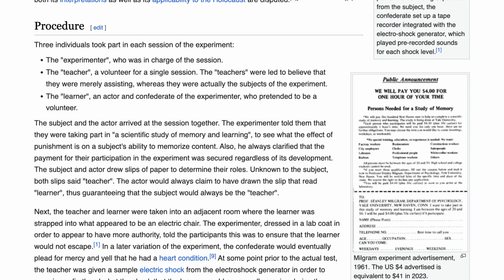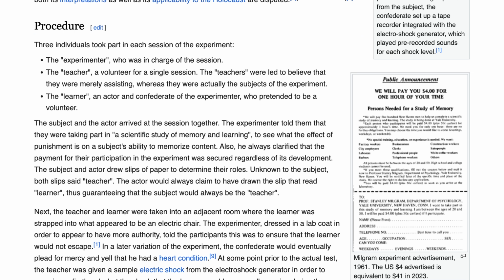Procedure. 3 individuals took part in each session of the experiment: the experimenter, who was in charge of the session; the teacher, a volunteer for a single session. The teachers were led to believe that they were merely assisting, whereas they were actually the subjects of the experiment. The learner, an actor and confederate of the experimenter, who pretended to be a volunteer. The subject and the actor arrived at the session together.